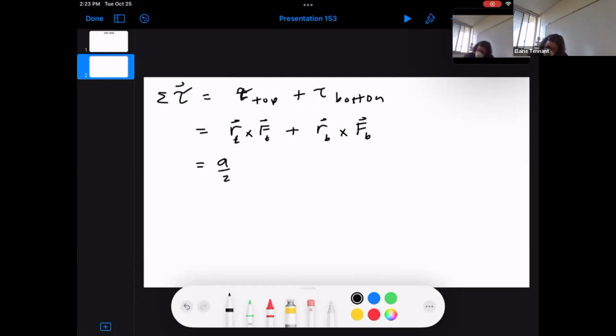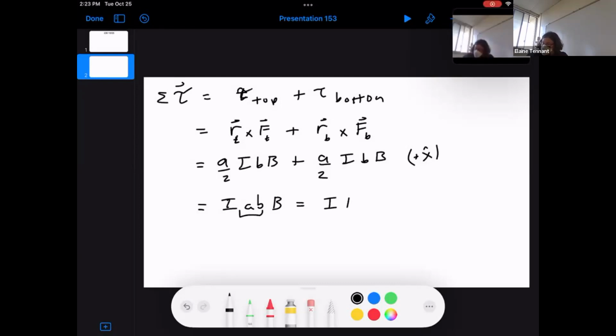So we had a over 2 IBB plus a over 2 IBB, both of these in the positive x direction. We said if you have a over 2 plus a over 2, you really just have a. And then we said a times b is really the area of that loop. So I times B times the area. Okay, and this was in the positive x direction.